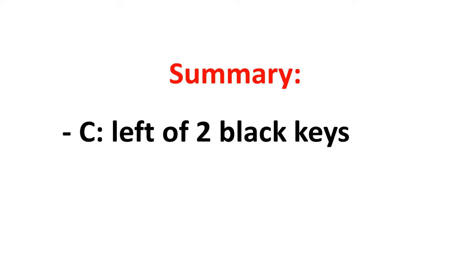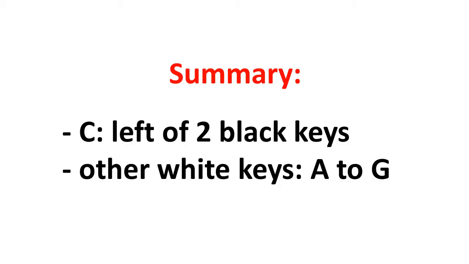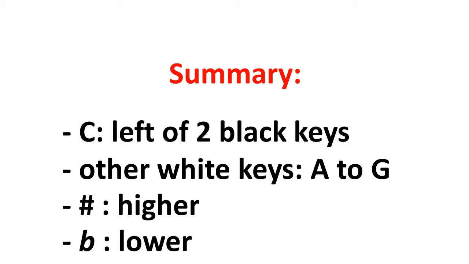Okay, let's review this. To find the note names, you have the following rules. The C is just on the left of a group of two black keys. From the C, it's easy to find the other white keys. They are in alphabetical order and go from A to G. And to find the black keys, a sharp means higher, a flat means lower. Now, in the beginning you will need these tricks to remember all the note names. But later you will know the note names directly, without the need to apply those tricks.